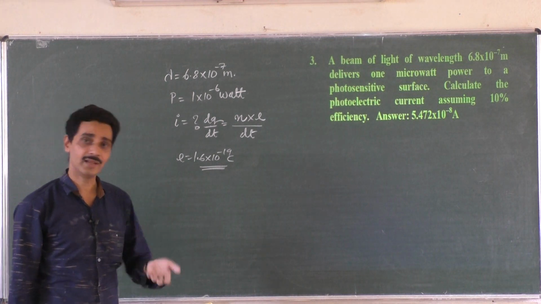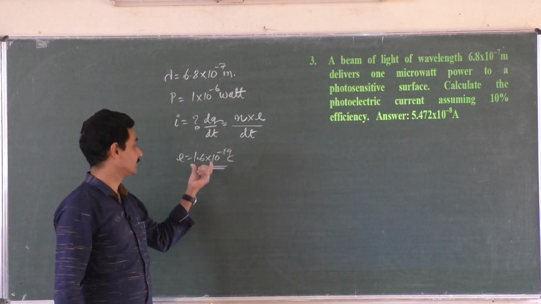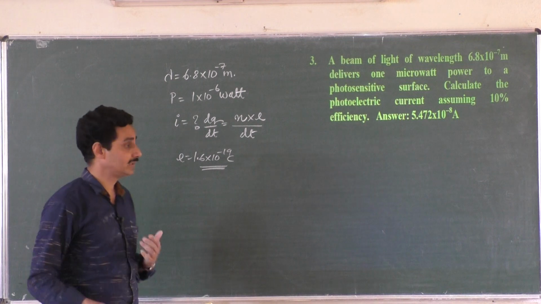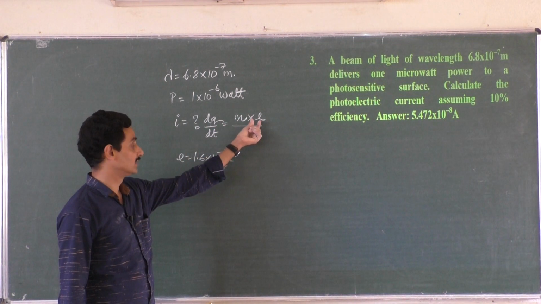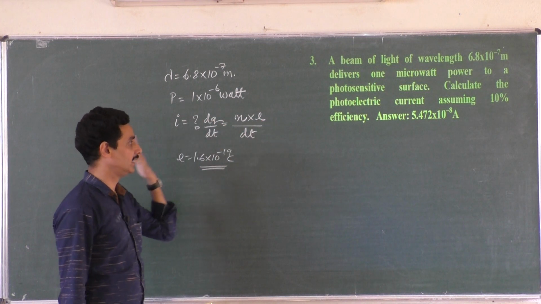Who is the charge here? Electron. One electron charge this much. What about if 10 electrons move? 10 into 1.6. So how many number of electrons move per second into charge of each electron? That is dq. In what time?